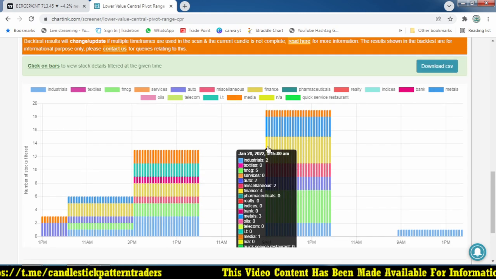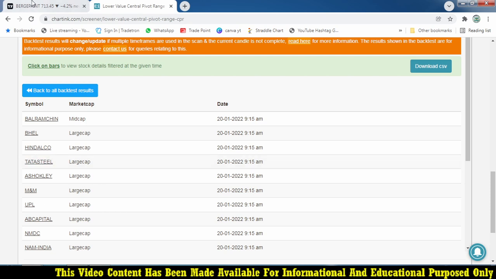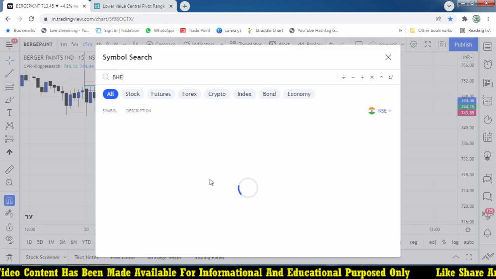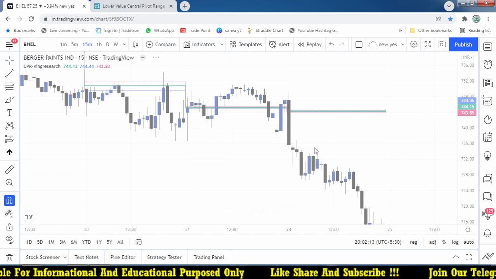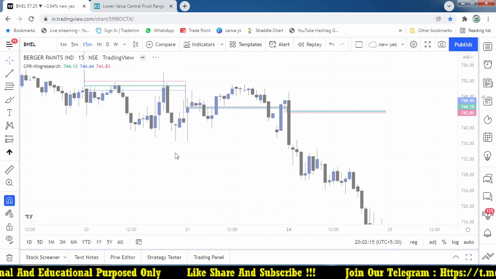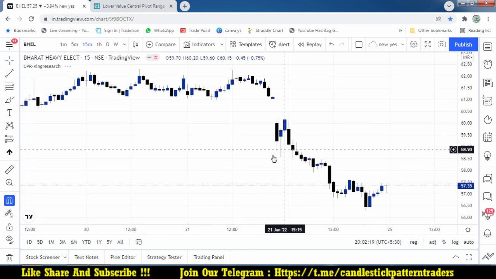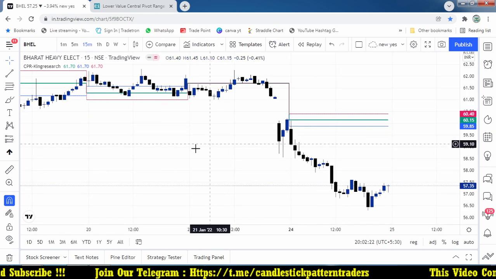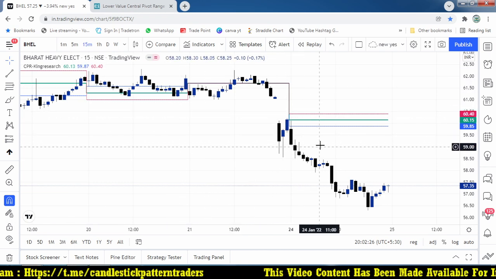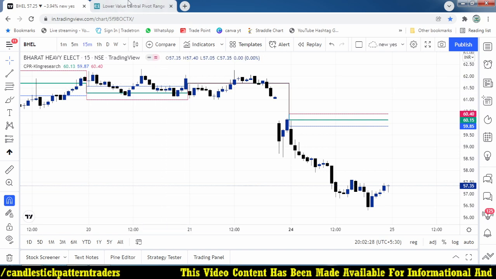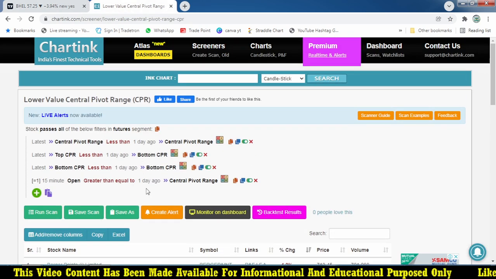Let's see how many stocks there were yesterday. BHEL, Indelco, Tata Steel, let me try it out, whether the same pattern is present or not. BHEL has a lower value CPR compared to the previous day. What happened here? It is loading very slowly. Oh, sorry, it is 1 day ago, but we need to change it here. If it is 2 days ago, we need to change it like that.